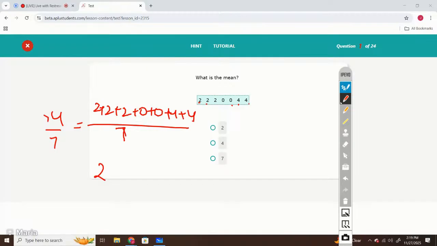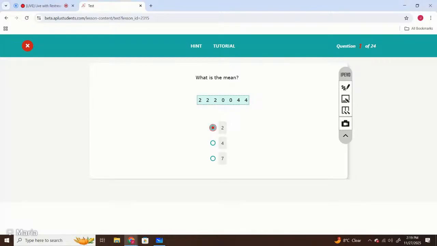For the mean, we need to add up all the numbers and divide by the number of given values. So we are given 7 values, so we need to divide it by 7. Sorry, the mean of the given data is 2, because 7 times 2 is 14.